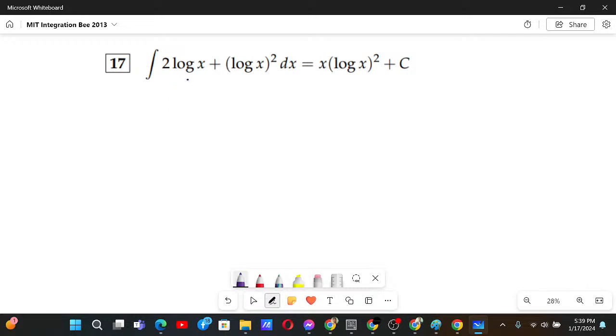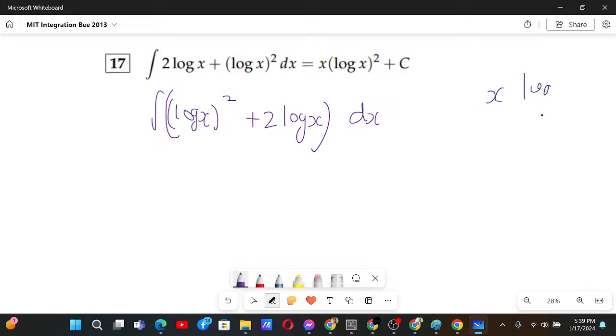Now for this problem, we have log x square plus 2 log x dx. This is actually a derivative of some function, and I do know that because I have already done it. This is just the derivative of x log x square.